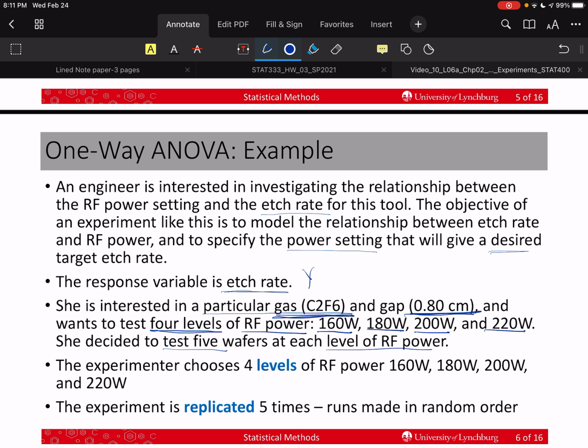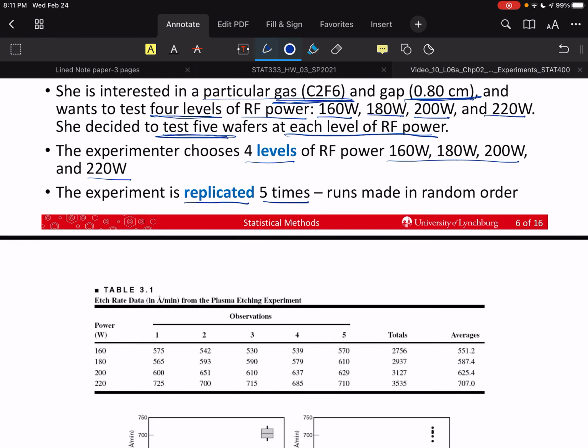So she chooses 4 levels of RF power. Again, here they are. And the experiment is replicated 5 times. So 5 wafers at each level of power. So the replications, they're not the same wafer. They are different wafers, 5 different wafers at each of the 4 levels of power. Okay? So some of the terminology, I hope this helps.